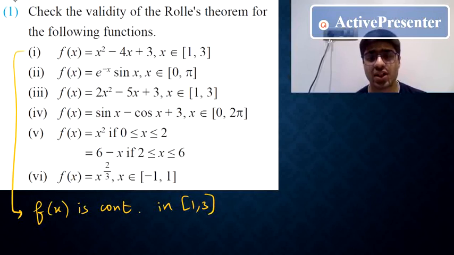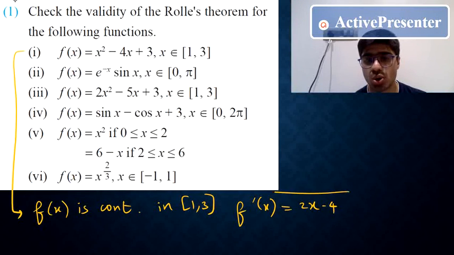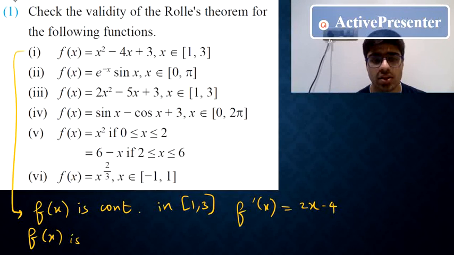Now you need to check for f dash x also. F dash x is going to be 2x minus 4, and f dash x is also a polynomial function in the given interval, that is when x values lie between 1 and 3. F dash x will exist at every number that you select between 1 and 3. So we can say that f dash x will exist in the entire interval 1 to 3, and if f dash x exists, we can say that f of x is differentiable. F of x is differentiable because the derivative will exist at every point in the given interval. So f of x is differentiable in the interval 1 to 3.